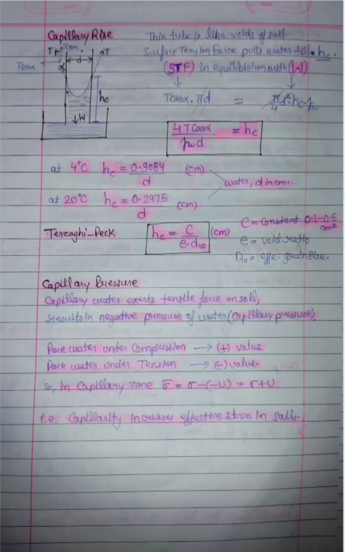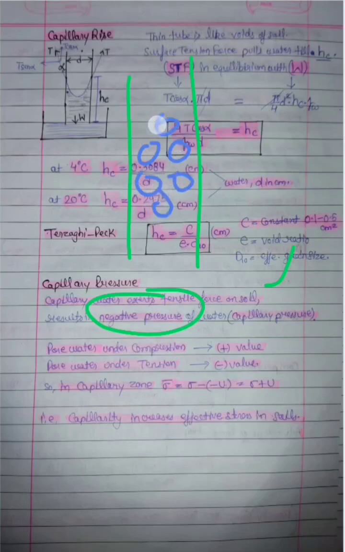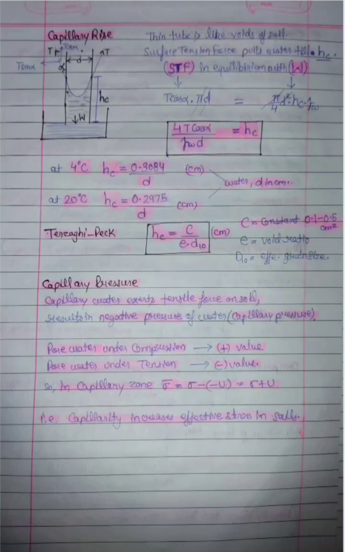Also, capillary pressure. Now capillary water exerts tensile force on soil, resulting in negative pressure. Now, if there are soil particles in the way of the liquid and the water is rising due to capillarity, it will exert a tensile force on the soil particles. So this will act as a negative pressure of water, and it is called capillary pressure.